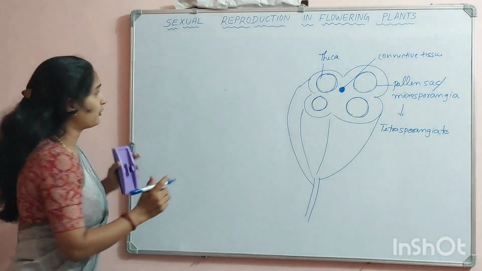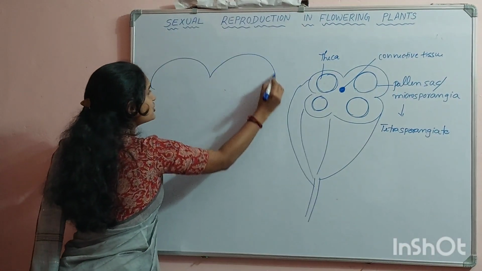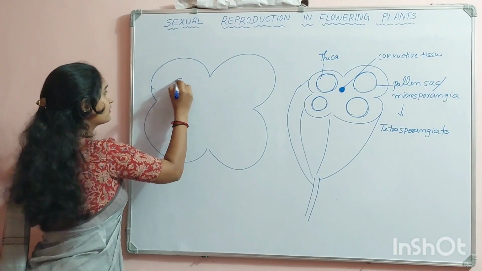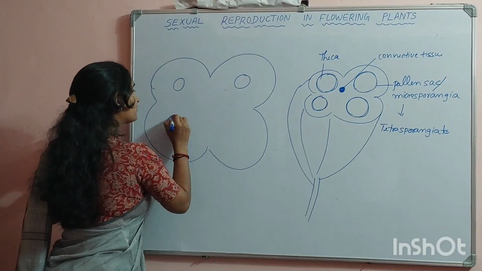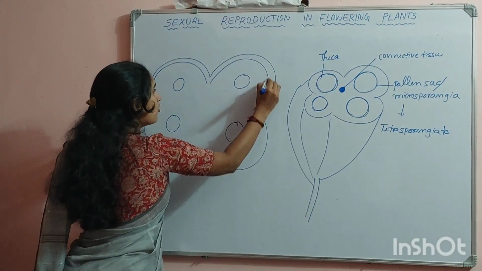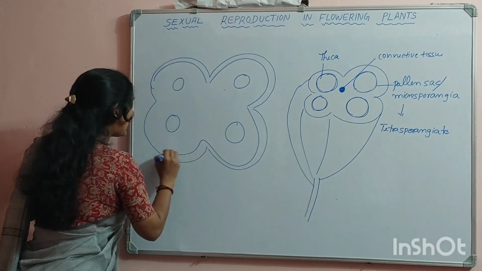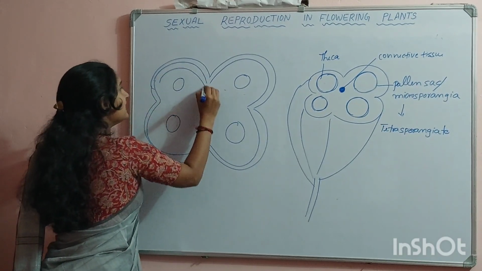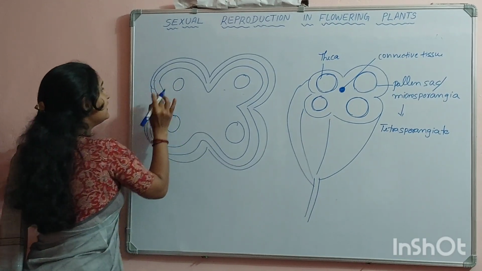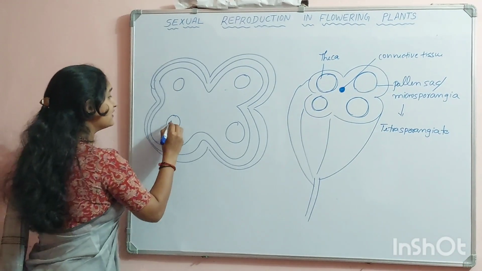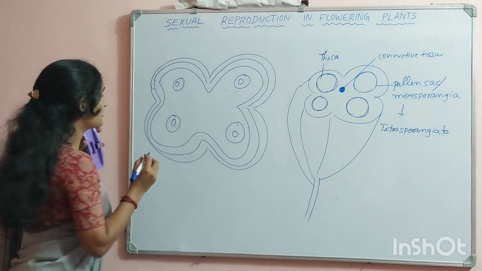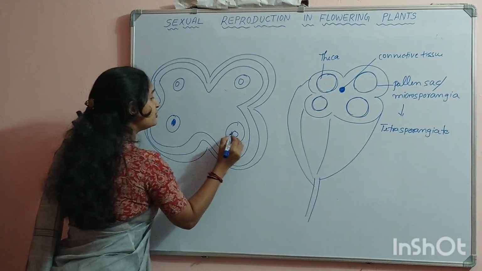Structure of microsporangia. The microsporangia has mainly 4 walls. One is the outermost wall, called the epidermis. The next layer is the endothecium. The inner one is the middle layer. The next inner covering is the tapetum. Here we see the sporogenous tissues.